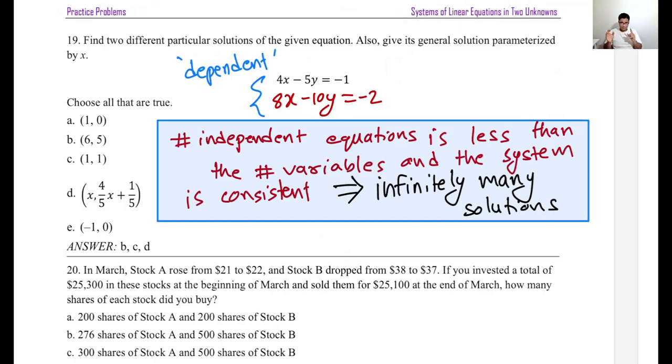Okay, mainly when the system is consistent and you have less equations than variables, what happens is, to get a unique value for each variable, you need at least as many equations as variables, right? If you want a unique value for x and y, at least two equations should be there, x equal to something and y equal to something. If you don't have two equations, how can you get a unique value for x and a unique value for y?